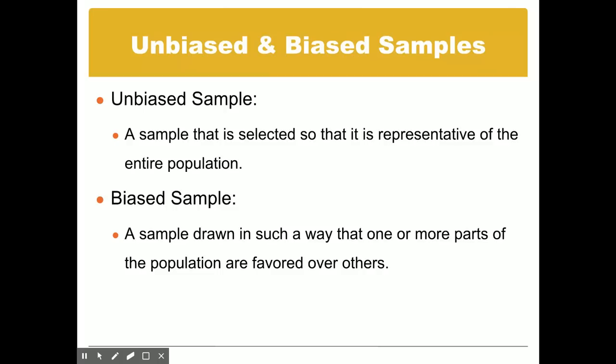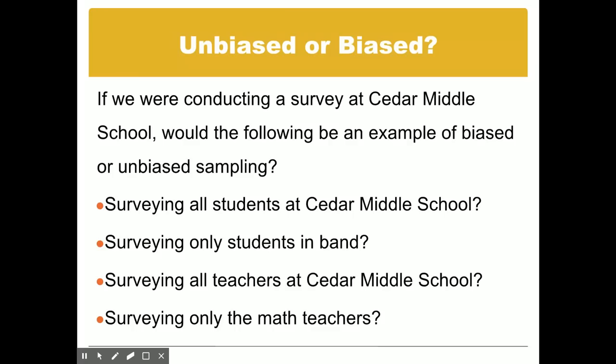So if you think about that, you're doing a survey. You're not going to survey all students, let's say, at Cedar Middle School, but you want to survey a small portion of them, a sample. But you want to make sure that it's accurate and it isn't only certain students that would vote or give answers in a certain way. So let's look at an example. Let's say that we were conducting a survey at Cedar Middle School, and let's say that the survey was on what is your favorite elective that is offered at Cedar. And some of these are going to be biased samplings, and some of them are going to be unbiased. So let's look at these and see if we can figure out what these are.